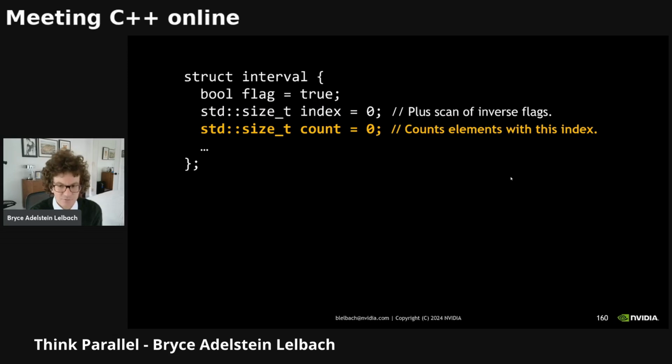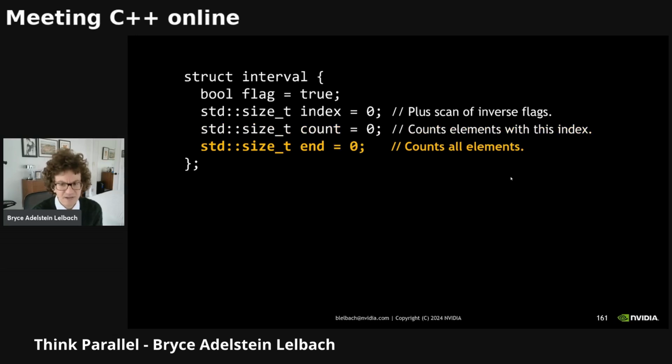Then we need a count, which keeps track of how many elements are in the same chunk. All the elements in the chunk will have the same index value. And then finally, we have end, which is simply a running count of how many elements we have in total. And this gives us the position of the current element.